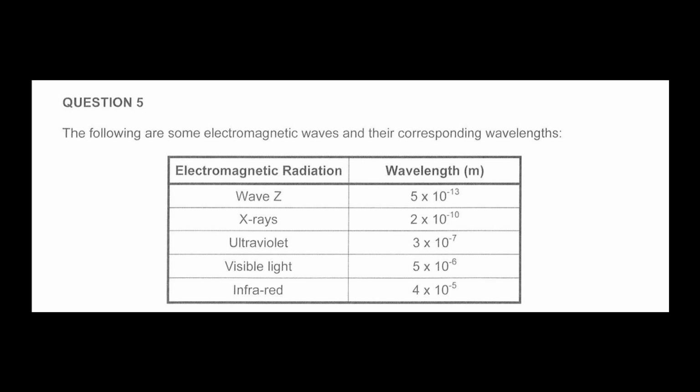The wavelength of the X-rays is 2 multiplied by 10 raised to the power of minus 10. The wavelength of ultraviolet is 3 multiplied by 10 raised to the power of minus 7. The wavelength of visible light is 5 multiplied by 10 raised to the power of minus 6. The wavelength of infrared is 4 multiplied by 10 raised to the power of minus 5. So we are given those wavelengths.